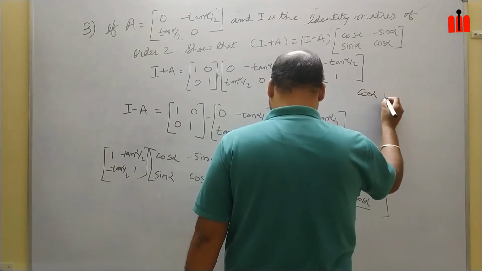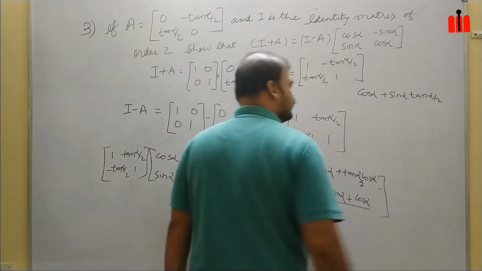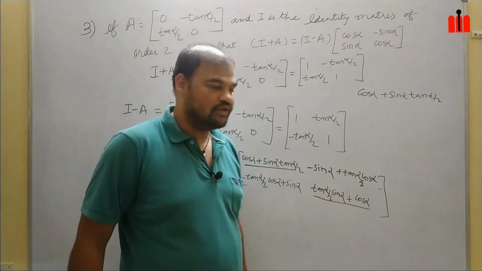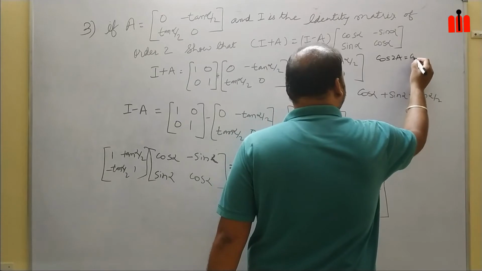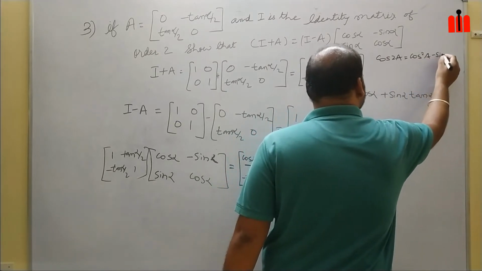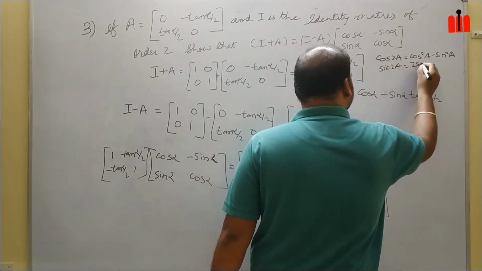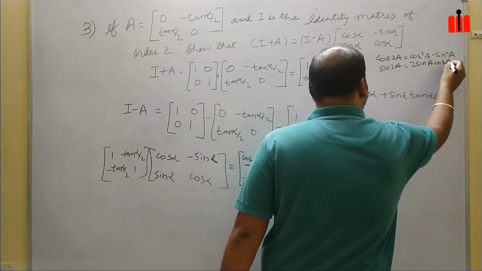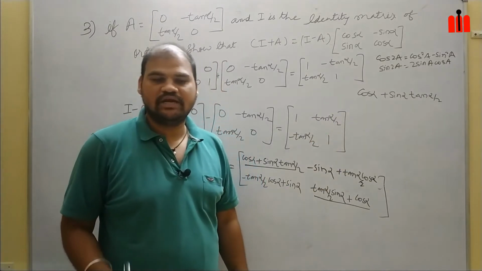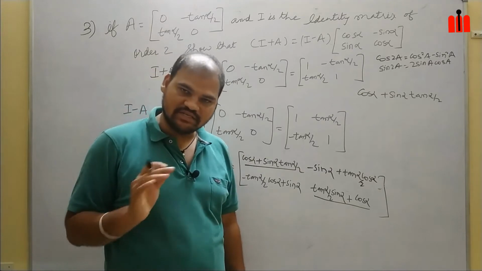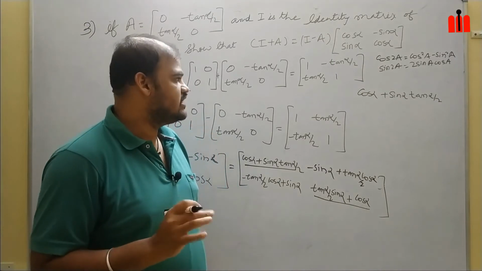Cos alpha plus sin alpha into tan alpha by 2. Let us find what the value will be. Here we will use the formulas cos 2a equal to cos square a minus sin square a, and sin 2a equal to 2 sin a cos a. These are the two trigonometric identities which we will use over here. What are those identities? Cos 2a is equal to cos square a minus sin square a, and sin 2a equal to 2 sin a cos a. So these are the two identities we are using.